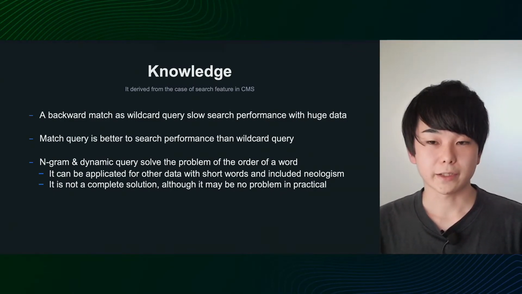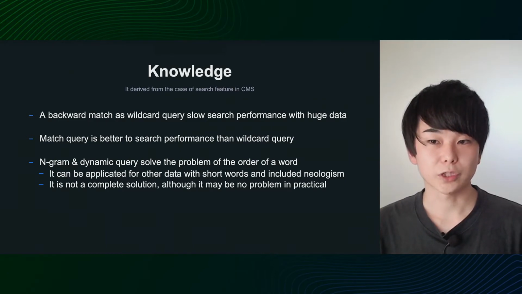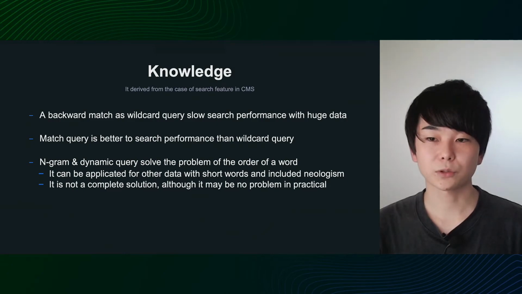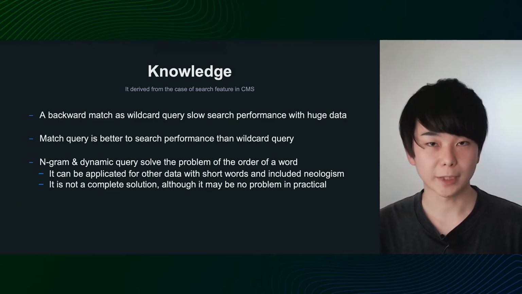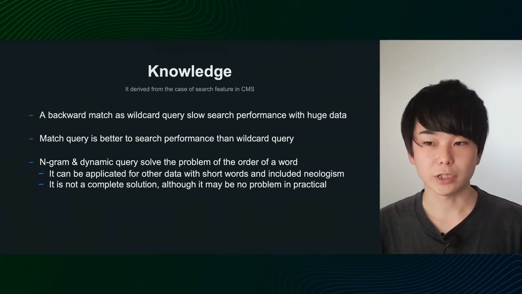Here are some of the findings from this experience. First of all, backward matching using wildcard query will result in slow search performance when processing a large amount of data. For this reason, we'd like to consider changing to match queries in such cases to speed up the search. But for data with many short and proper nouns, such as music data, it might be difficult to use dictionary-based tokenization. In such cases, by using Ngram and dynamic queries, we can guarantee the order of strings within a certain range and achieve high speed.